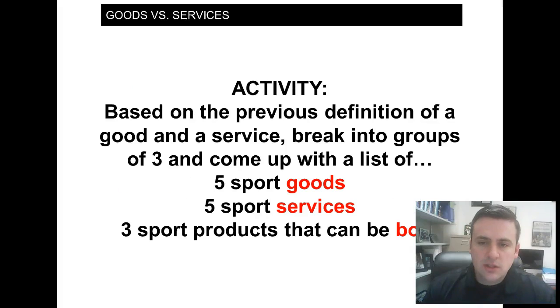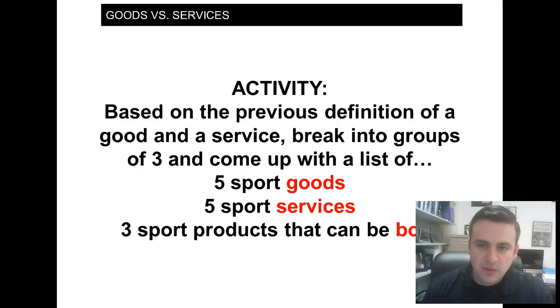So first of all, this is the activity I want you to complete as part of the class: define both a good and a service, and then from there I want you to create, and you don't have to do this in groups of 3, even though the slide says so, I want you to, as an individual, come up with 5 sport goods and 5 sport services, list those out, and then come up with 3 products that can be both. I'd like for you to pause the video and do this now and come back to it before we go to the next slide.